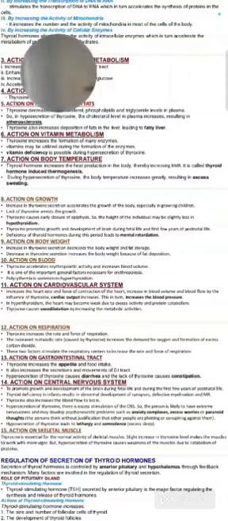And the next is action on growth. So increase in the thyroxine secretion accelerates the growth of the body, especially in growing children. Lack of thyroxine arrests the growth, so the child looks short, and this is because of early closure of epiphysis. So the height of the individual may be slightly less than the normal person, and that is common in hypothyroidism, decreased secretion of thyroid hormones.